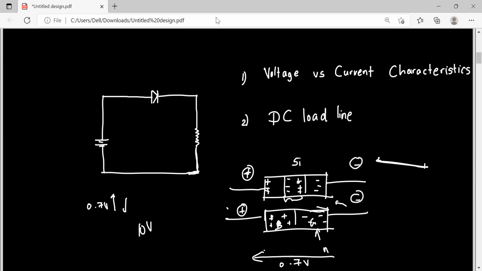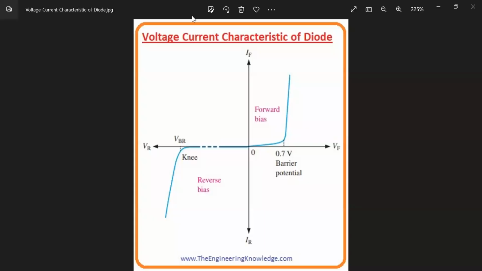The first one is the characteristic graph, which means any diode will work in a particular manner. If it's silicon, you need to give 0.7 volts, and this will be specified by the manufacturer of that diode. Here I have one characteristic graph. As you can see, this axis is the voltage of the diode, the forward bias voltage you are providing. On this side is the reverse bias voltage, and this is the forward bias current. So you are providing like this.